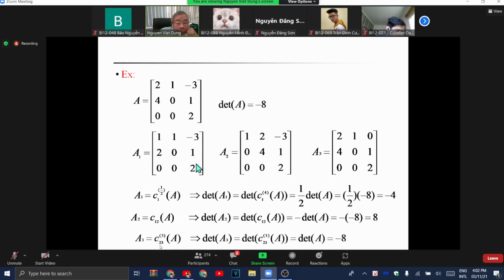A3 is obtained from A by applying that one. It means we multiply the second column by 3, and then add that to the first column. So you get the new column here. Then because of that, the determinant of A3 equals exactly the determinant of A, and it is minus 8 here. So those are examples of using the elementary row and column operations to find the determinant.